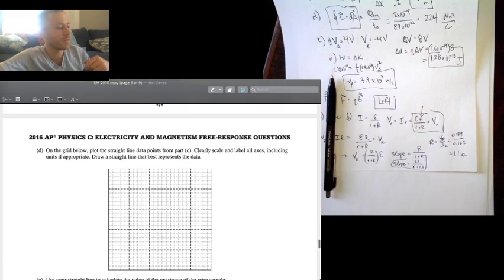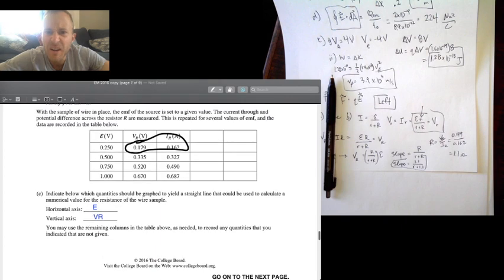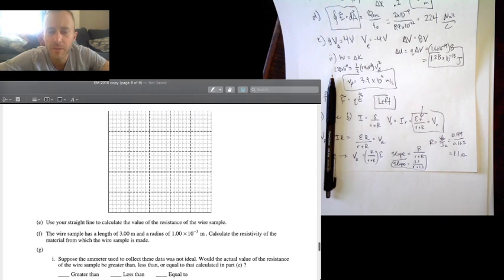So if I plot the data, 2.5, 1.79. So this is my first point. On my scale here, I have 0.2 volts, excuse me.